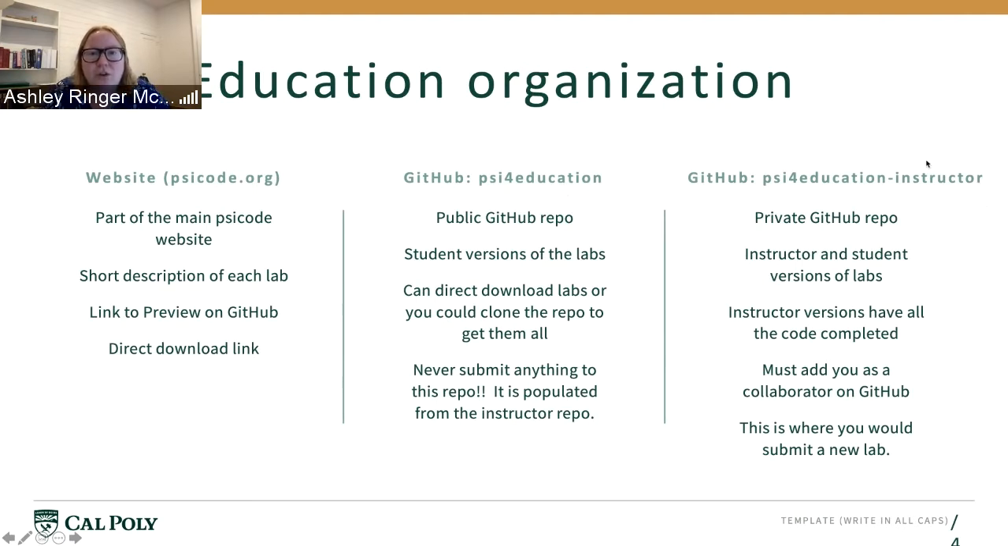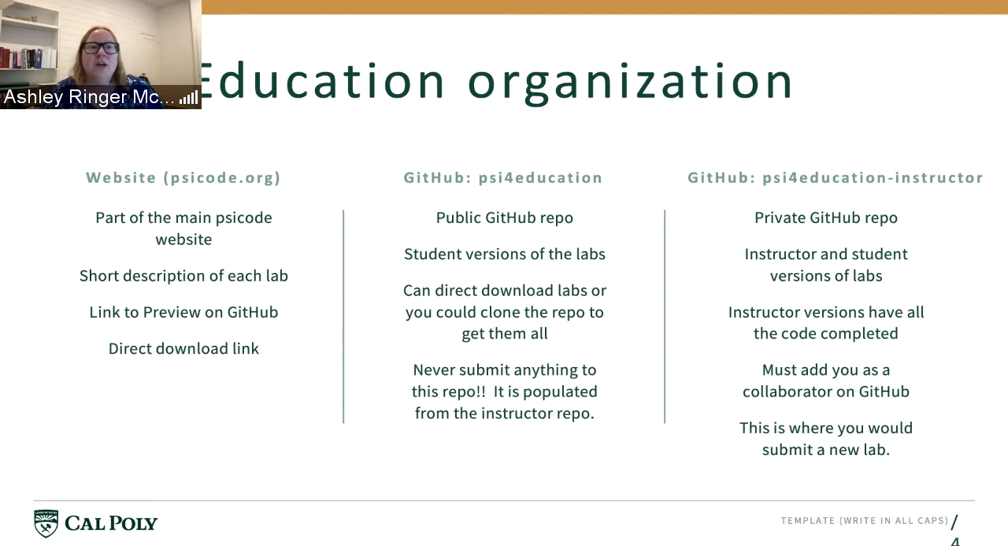If you are going to become a contributor, then we will give you access to this Psi4Education instructor repo. This is a private GitHub repo that contains all the instructor versions and all the student versions of all of the labs. The instructor versions have all of the code completed. A lot of people who join this repo are not necessarily going to become contributors. We hope they'll become contributors eventually, but a lot of them are just faculty members who are going to use the labs and want to see the code completed version. So we have to add every individual as a collaborator on GitHub, and if you were submitting a new lab, this is where you would submit it. Later in the day today, Dom is going to give us a talk going over the logistics of submitting a new lab to the Psi4Education instructor repo.